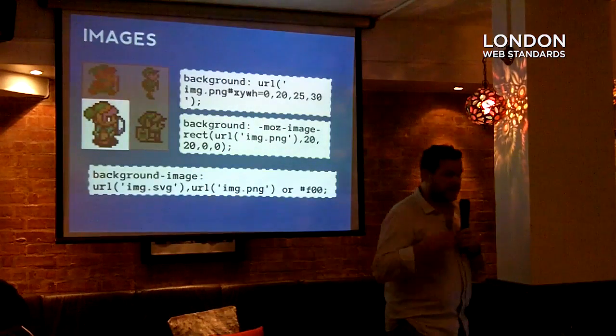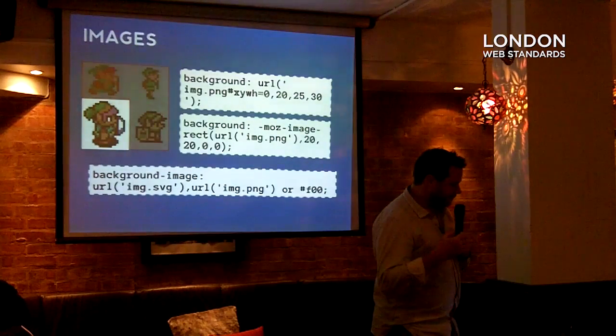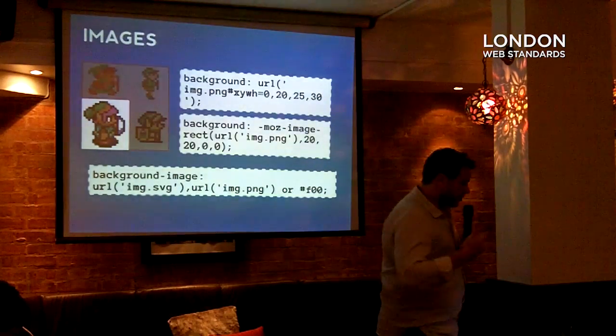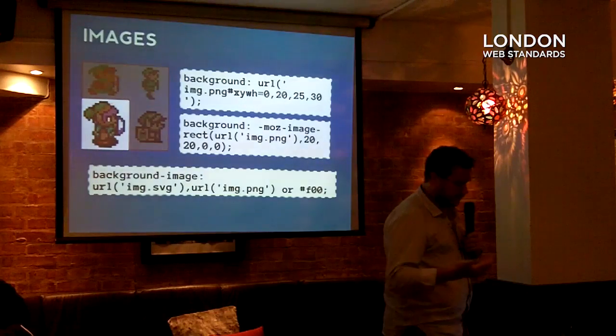Longer term, we'll be able to have image fallbacks as well. So we can say show image.svg. If that's not available, show image.png. If neither of those are available, just make it red.